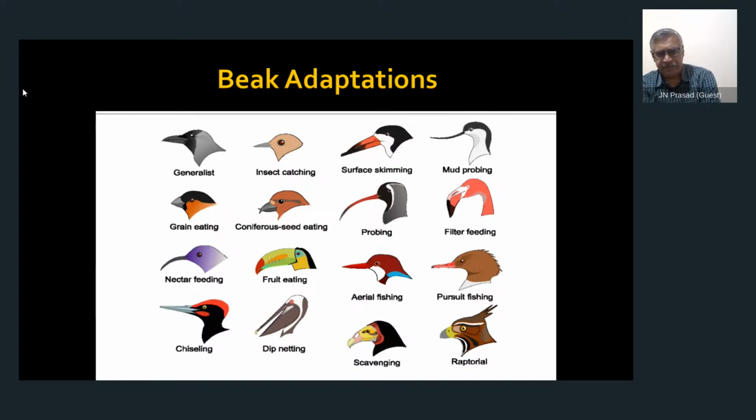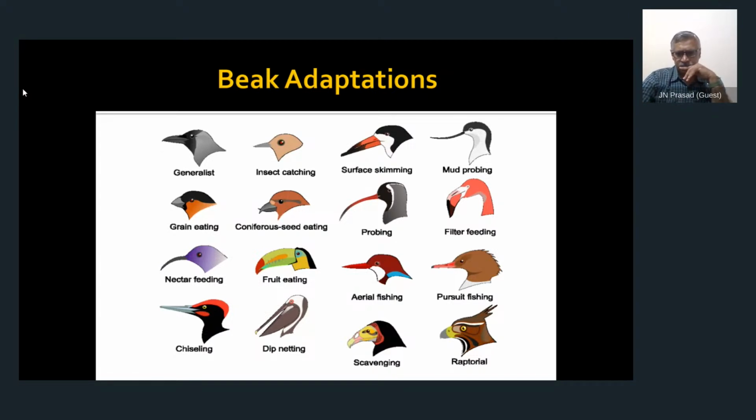For example, in insect catching, there are insectivore birds which have insect catching beaks. There are different types of insect catching beaks also, depending on what type of habitat they are living in. Some interesting ones are here, which you can see. The surface skimming bird likes to eat fish, so they control the population of fish. But they don't like to dive into the water, so they fly at the surface of the water, dipping only their lower mandible, or the lower beak. That is why you can see in the picture that they have a longer lower beak compared to the upper beak. So any fish that is at the surface of the water slides directly into its mouth.